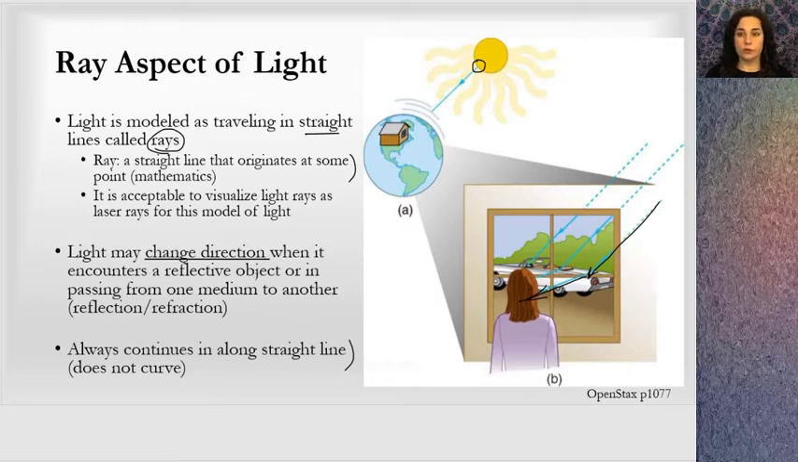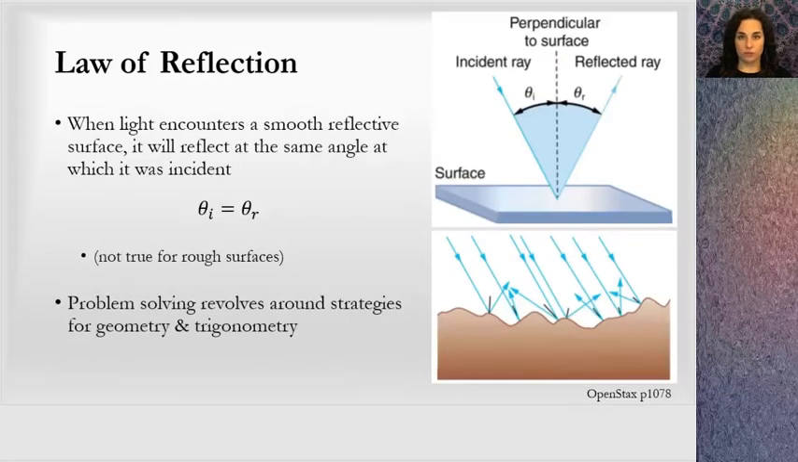So the first thing we're going to look at as we apply light as a ray is the law of reflection. The law of reflection says when light encounters a smooth reflective surface, and this needs to be a smooth surface, it will reflect at the same angle at which it was incident, and we can see that over here. The incident angle we call theta I, with I for incident, and R is for reflected. Theta I equals theta R. This is one of the easiest equations you will see in physics.